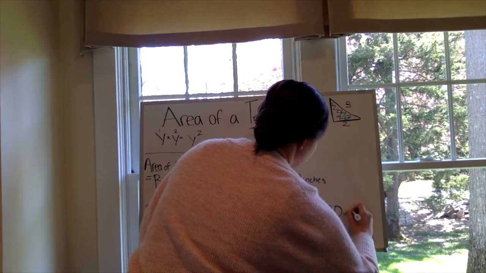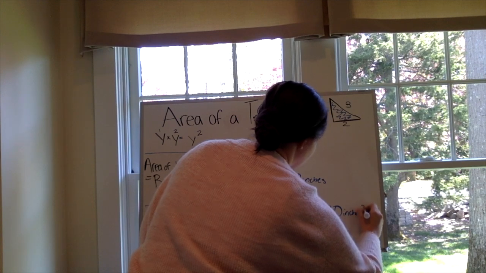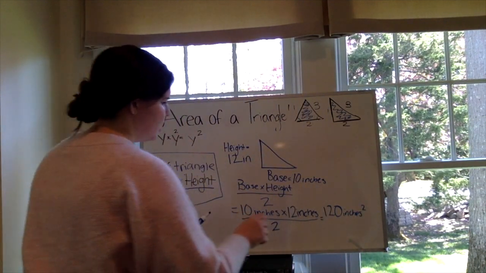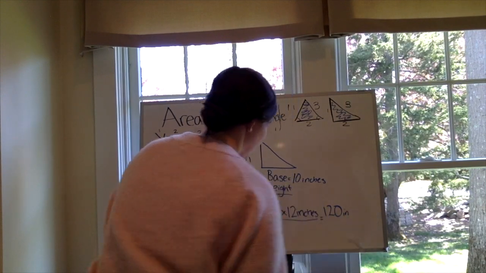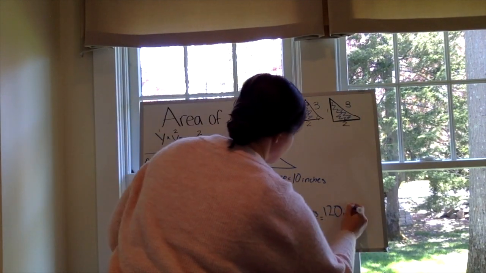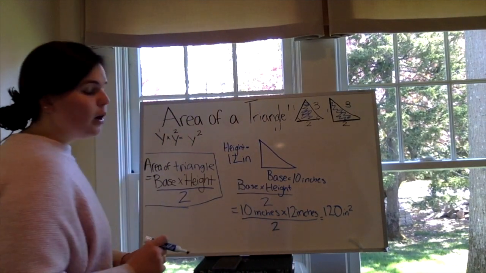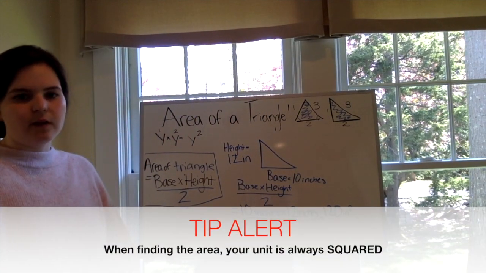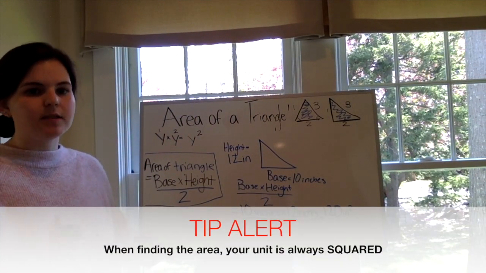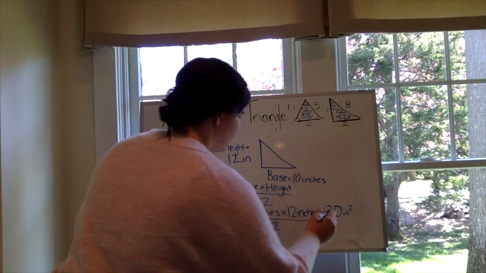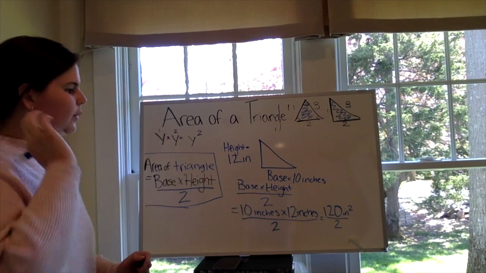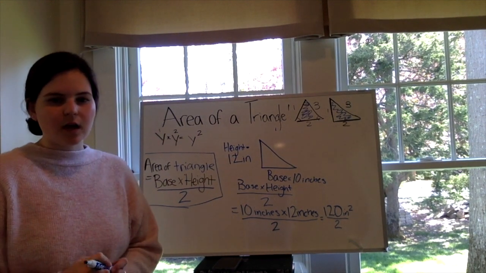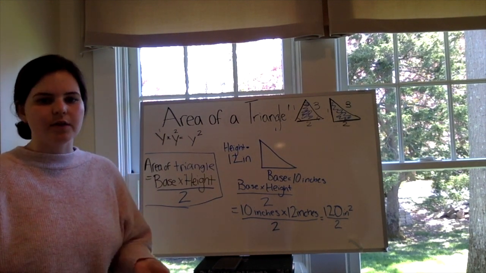inches squared because we are doing inches times inches. So you're doing it twice. All of your units for area of a triangle, or area of any shape, are always going to be square units. And then we're going to divide this by 2. Okay, so you can use long division to solve this problem.